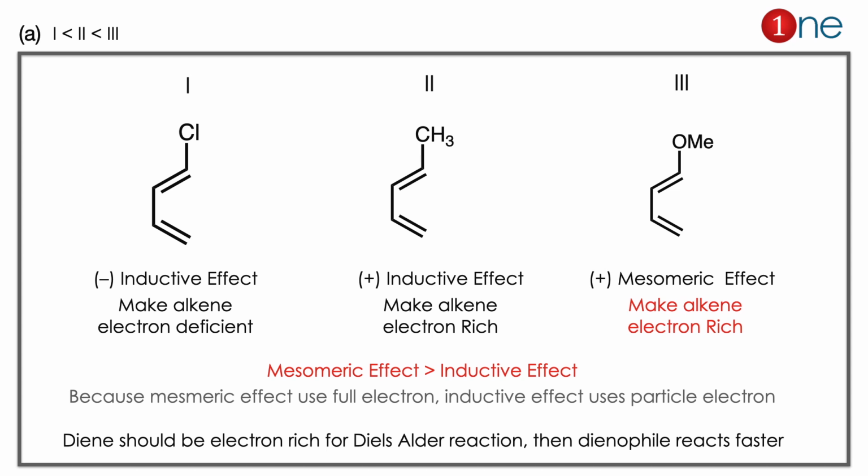Obviously the O-methyl group reacts faster because of the mesomeric effect, then methyl reacts, finally chlorine reacts. So the answer is A, which is 3 faster than 2, and 1 is the least one.